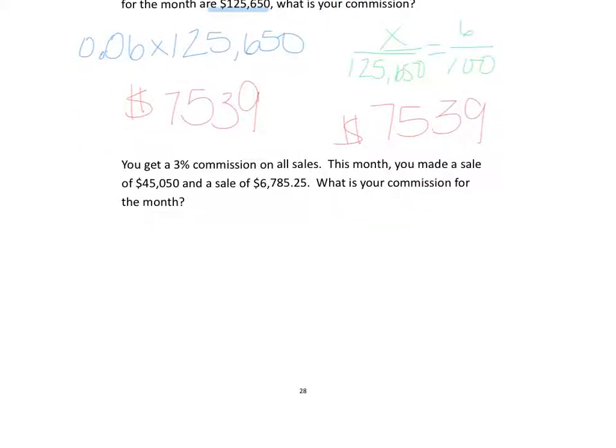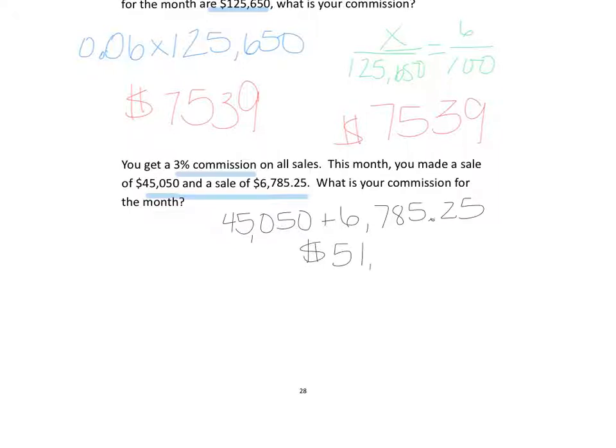Second question on commission. You get a 3% commission on all sales. This month you made a sale for $45,050 and a sale of $6,785.25. What's your commission for the month? Well, the very first thing that I know I'm going to have to do is combine to figure out how much did I actually sell this month. So we need to figure out how much were my total sales. And I find out that I have sold $51,835.25 worth of stuff. Okay?